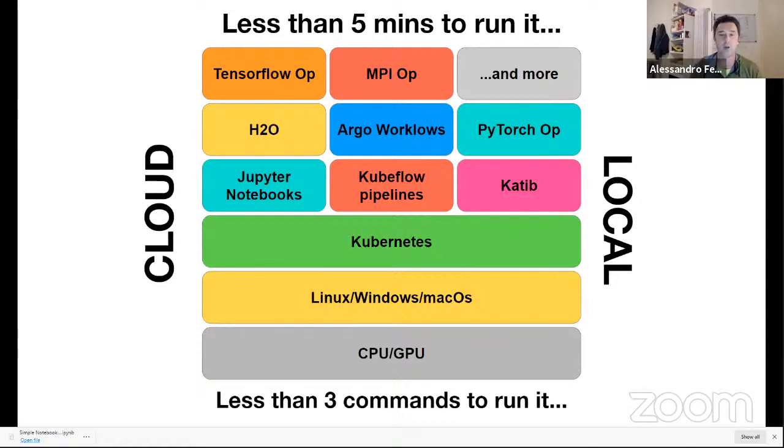If I just need the MPI operator, I want to have the MPI operator. If I just want the PyTorch operator or Argo Workflows or Kubeflow Pipelines or a Jupyter notebook or H2O or Katib and so on, I just want to have them in minutes. Can we make that? And the answer was yes. And so that's why we built K3i.